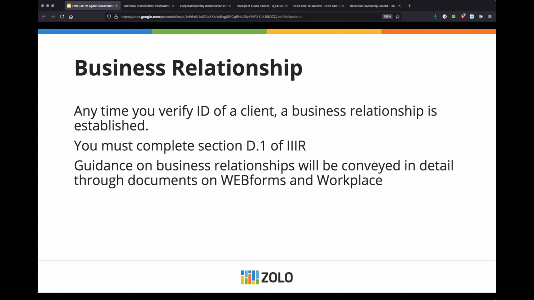So for the purposes of this, you are required to assume that a business relationship is engaged anytime you verify the ID of a client. So that would be most likely at the start of a transaction.